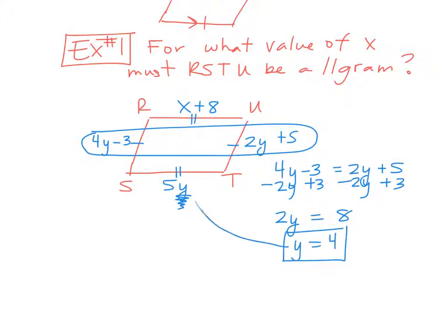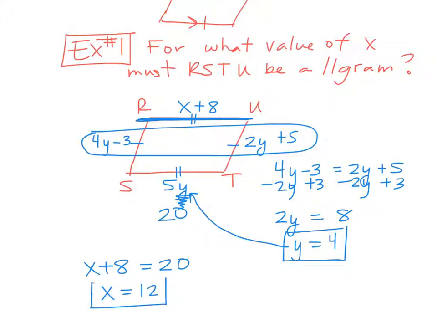So if I plug that in here, that makes the length of this side 20. Well, this side over here is also 20, right? So we can say then x plus 8 has to equal 20, and then you'll just take away that 8. So x would have to be 12 for this figure to be a parallelogram. Okay, so just like we did yesterday, you're still setting opposite sides equal. It's just that now they're asking the question, how do you make it a parallelogram? Well, by setting them equal, okay?